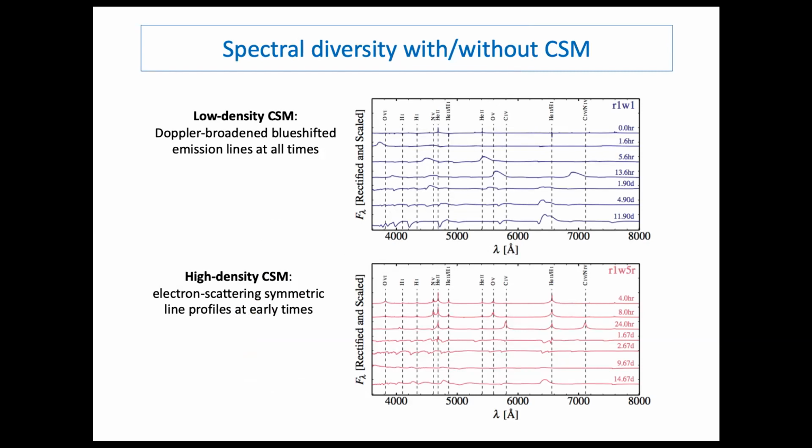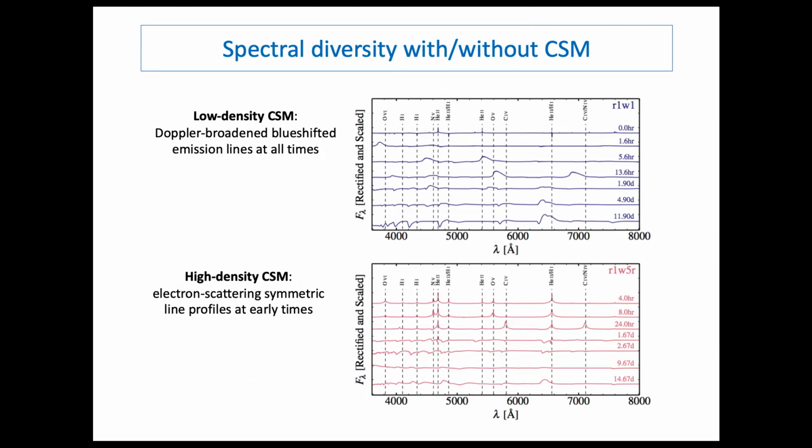So this is the results from simulations in which we assume a low density CSM and a high density CSM. And this is showing the spectra that were computed in the post-processing step with CMFGEN, with the radiative transfer code. And so what you see here are rectified spectra as a function of time.